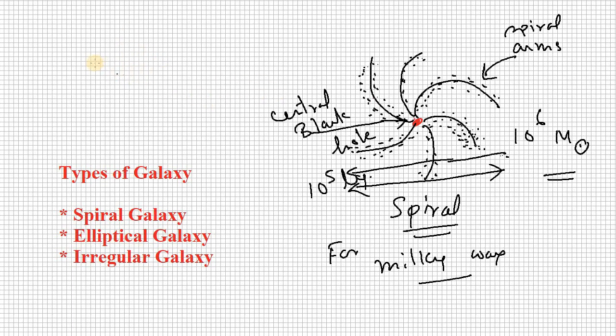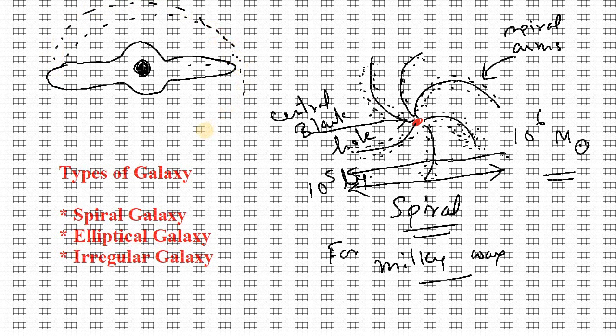If we draw from the face-on view, then our galaxy will appear like this. So this is the same spiral galaxy. The supermassive black hole is somewhere here. So these are the arms. We are taking the face-on view, and this is the complete galaxy.